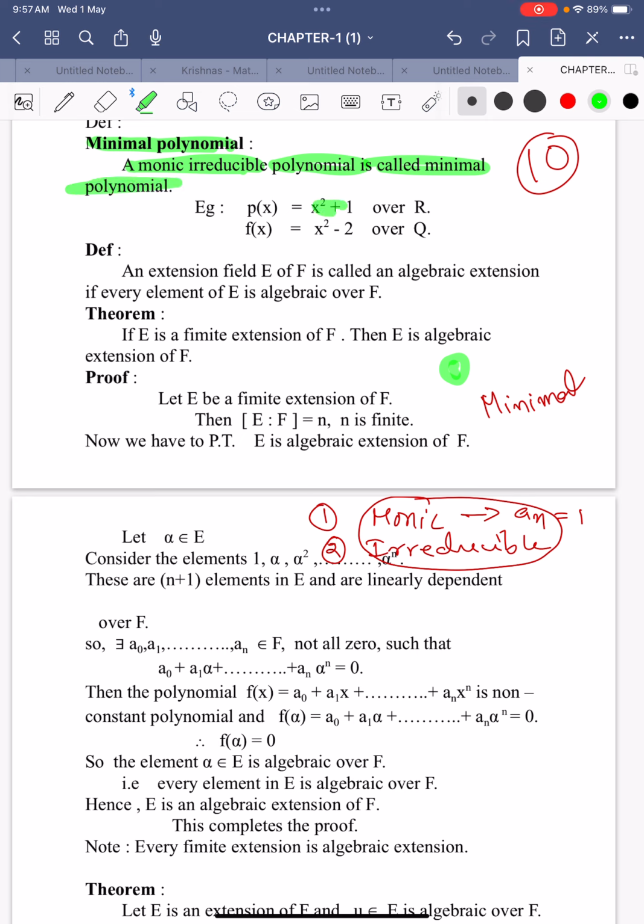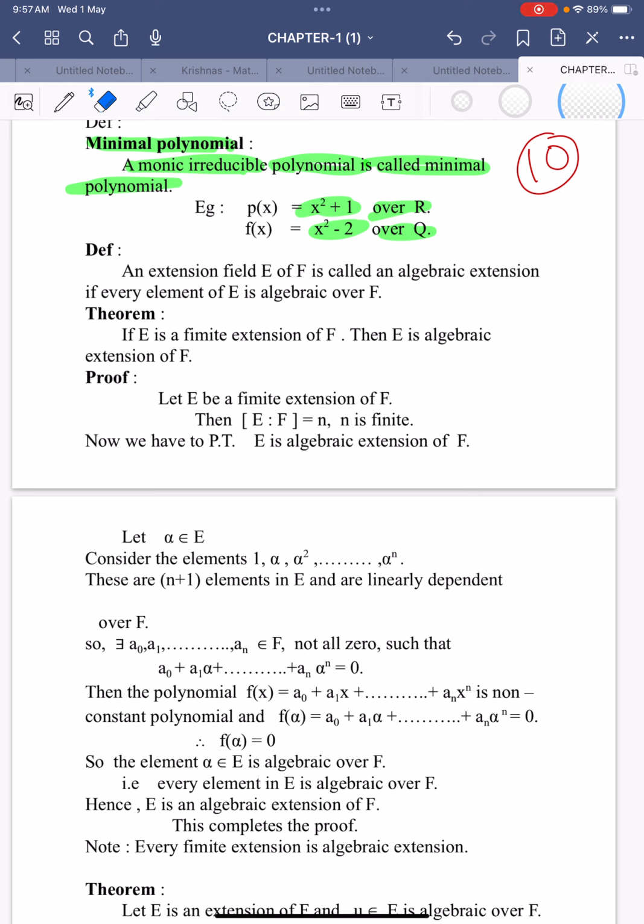Here I give two examples. X square plus 1 over capital R is minimal. X square minus 2 over capital Q is minimal. So, the next definition, algebraic extension.